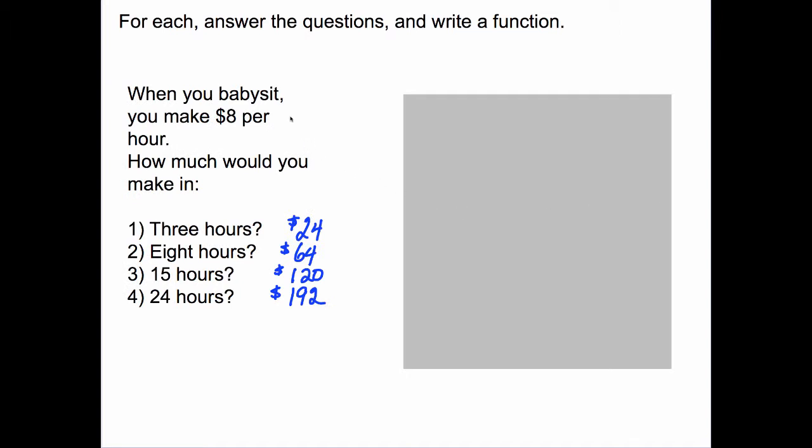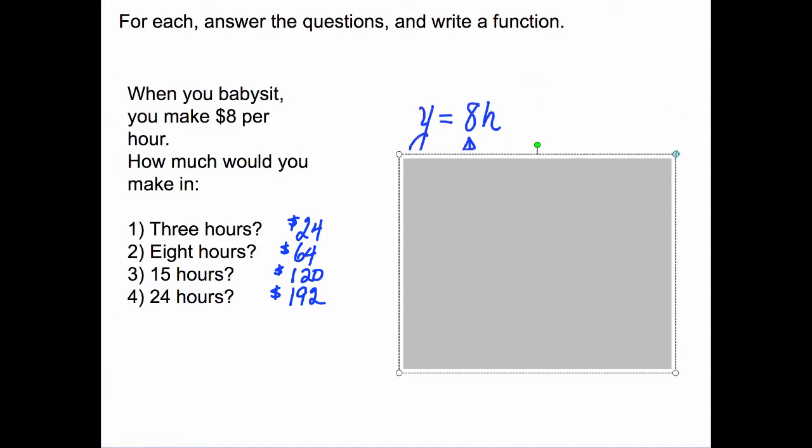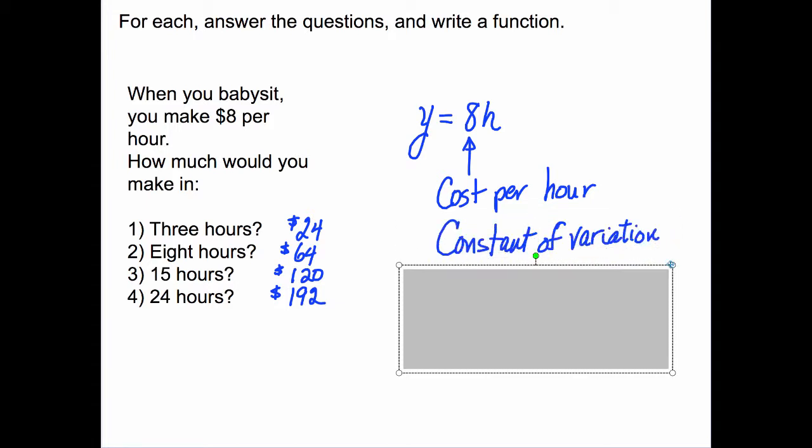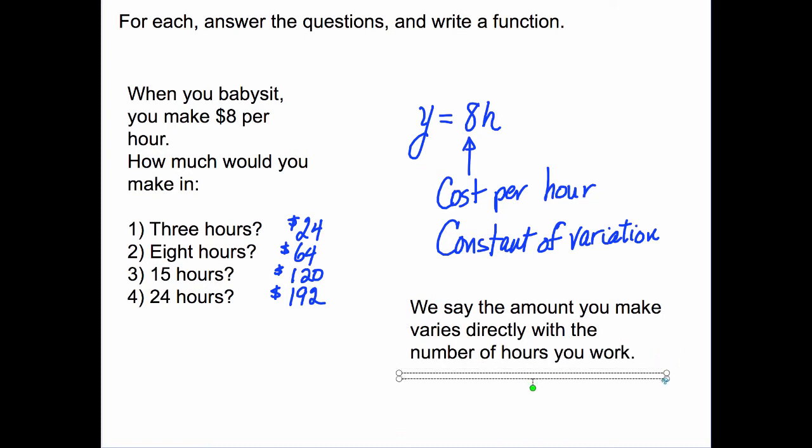Here are the answers for the babysitting. If you make $8 an hour, there are the numbers that you would make for each of 3, 8, 15, or 24 hours. The function would be y equals 8h, or you can use any variables, but y equals 8 times the number of hours. 8 is the cost per hour that you get, and it is also the constant of variation. And we say that the amount of money that you make varies directly with the number of hours you work.